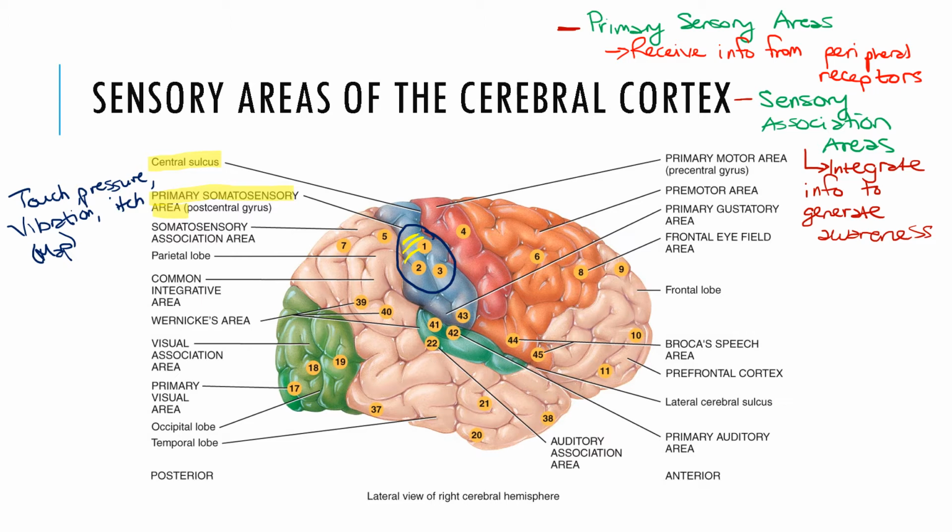Next, we will discuss the primary visual area here. This one is numbered number 17. This is located just at the posterior tip of the occipital lobe. And it receives visual information, and it's going to be involved in visual perception.